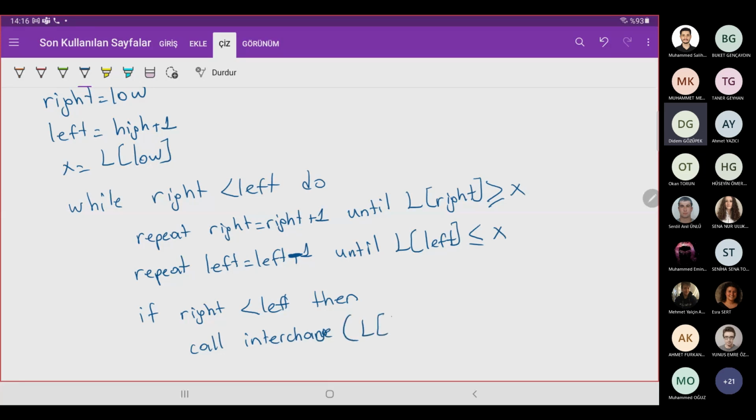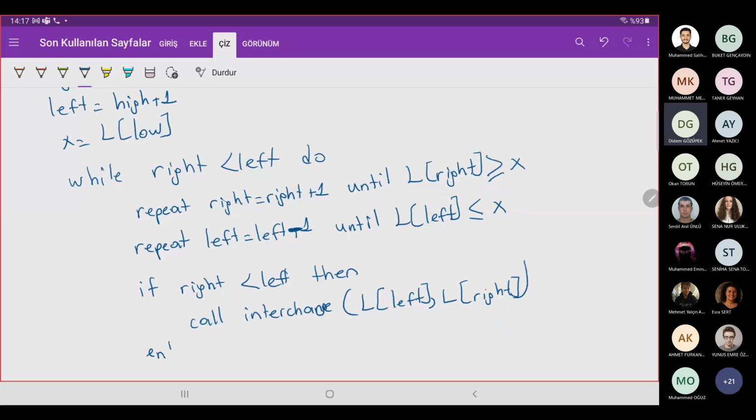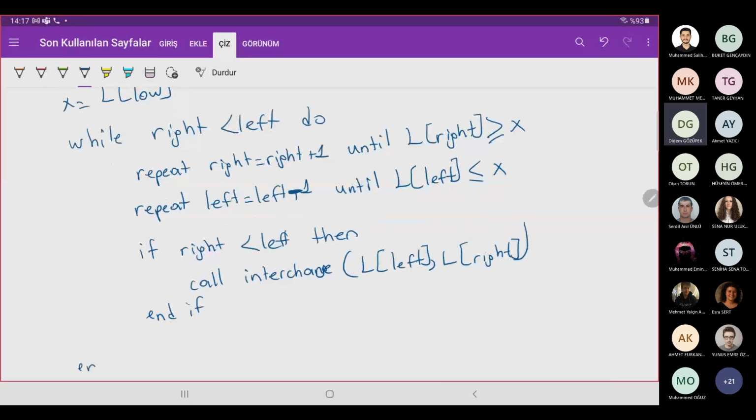Where I basically do a swap. L left and L right, okay? And if, and then and while. So if right is greater than or equal to left, then I don't do anything. And we will see why we don't do anything in that case and still everything is fine. We will show that if such a case occurs, then it means I'm already done, okay? The list is already as I want it to be.